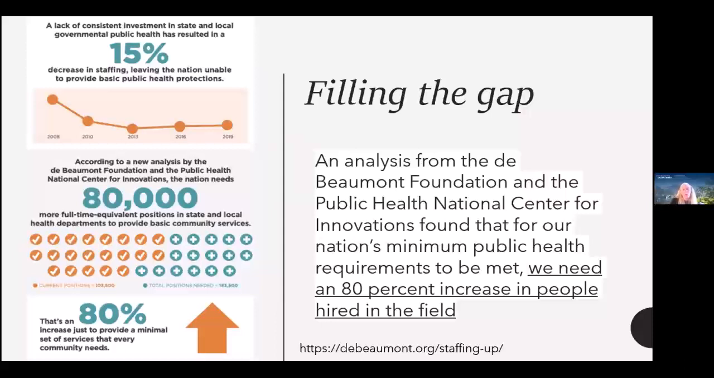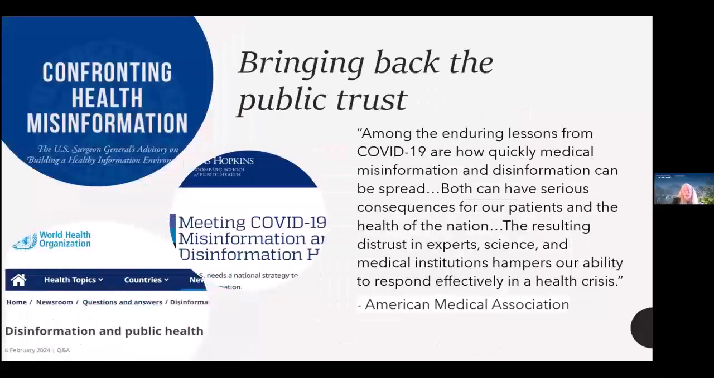We know that there's a well-established gap in the number of public health professionals compared to the need. An analysis from the de Beaumont Foundation and the Public Health National Center for Innovations found that for our nation's minimum public health requirements to be met, we need an 80% increase in the people hired into the field. So this means that we have to churn out double the number of graduates to start meeting that need. And at the same time, we have a raging epidemic of misinformation and disinformation, which means those public health professionals have a much harder time promoting the interventions and practices that promote health. I'm going to stick a little pin in this idea and go back a little bit towards filling the gap, but you'll see how this misinformation and disinformation becomes an important point.